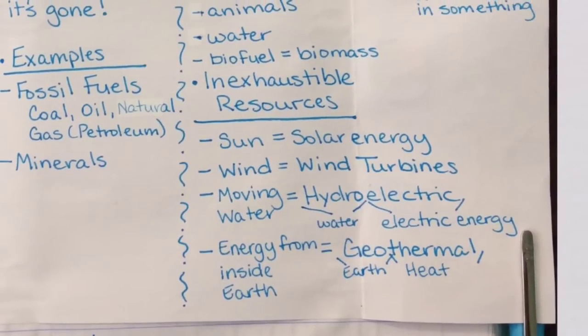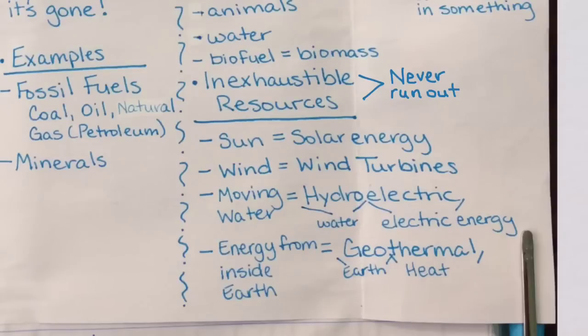Now, there are still more renewable resources, but we're going to label these inexhaustible. These don't ever run out. In this category, we have the sun, which gives us solar energy. The wind, we use wind turbines to collect that and use that for electricity purposes. Moving water, like rivers or waterfalls or waves, we use that for hydroelectric energy.